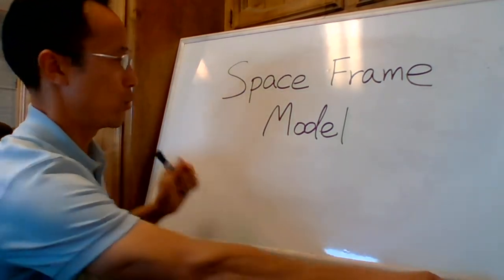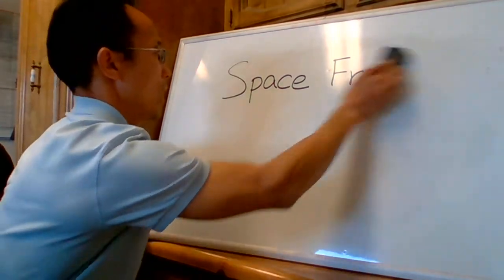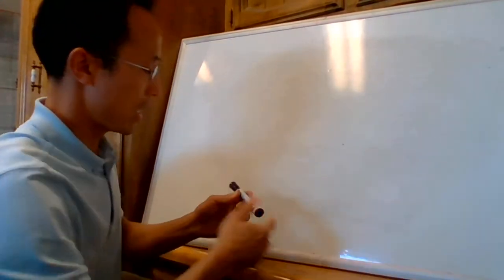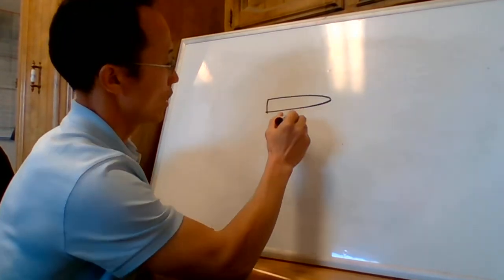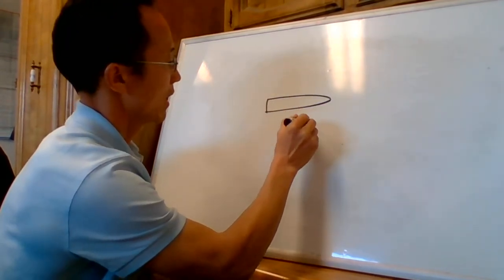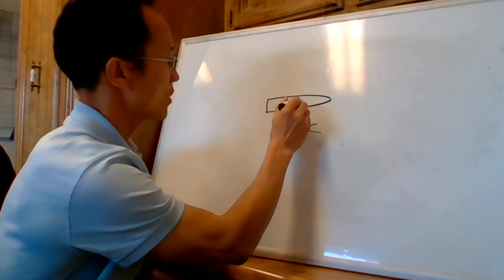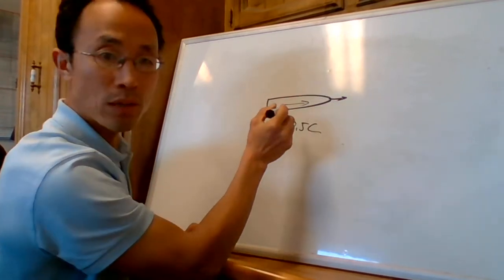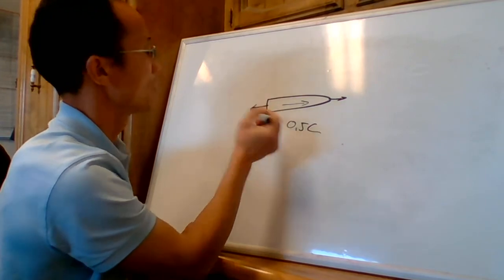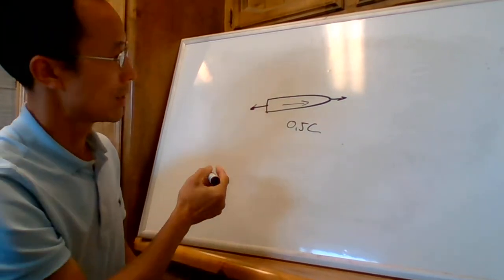For example, we have this scenario, a moving spacecraft. So you're traveling at half the speed of light, going this direction. We shine a light beam in front of the spacecraft, and we shine a light beam behind the spacecraft.